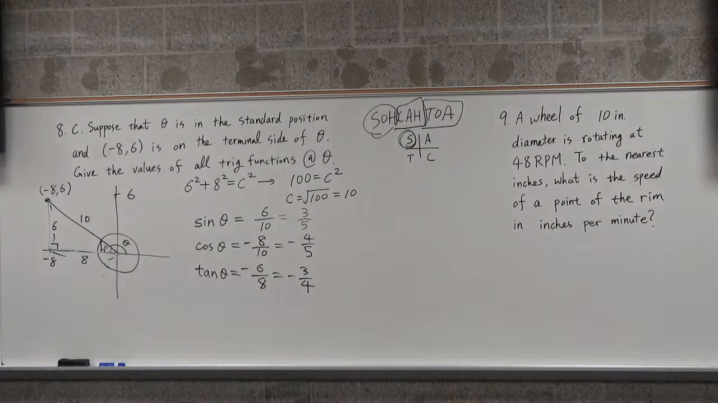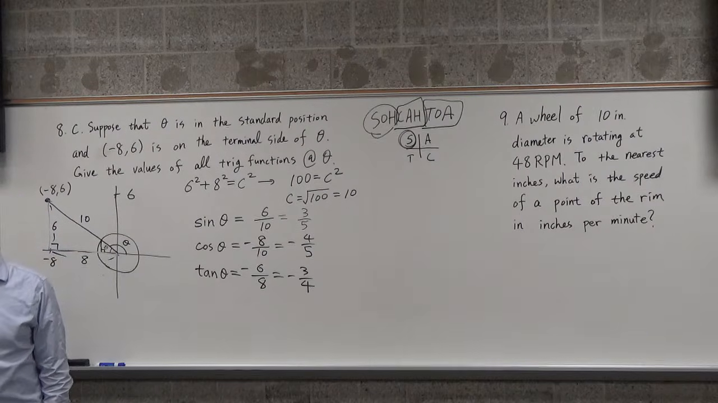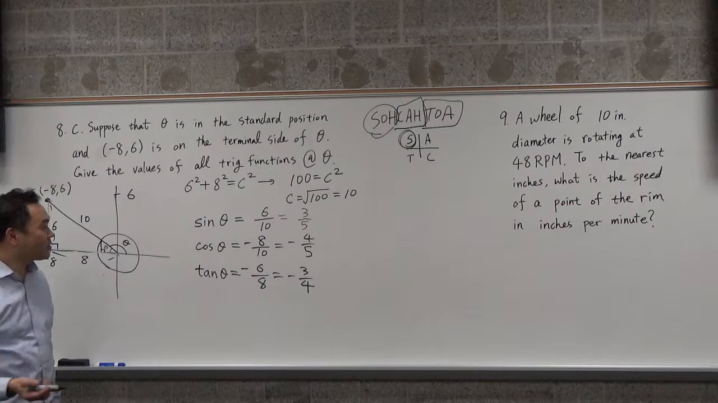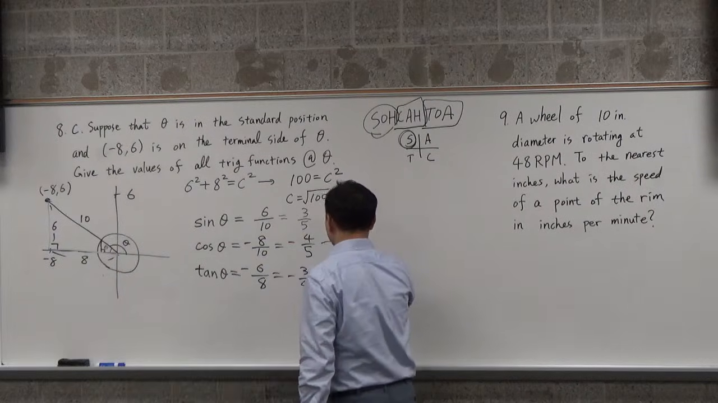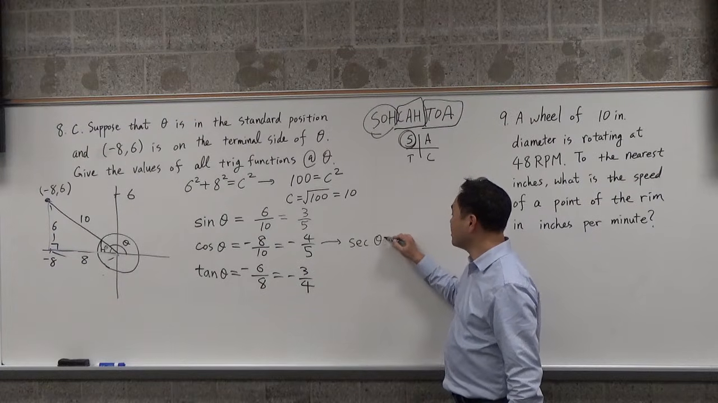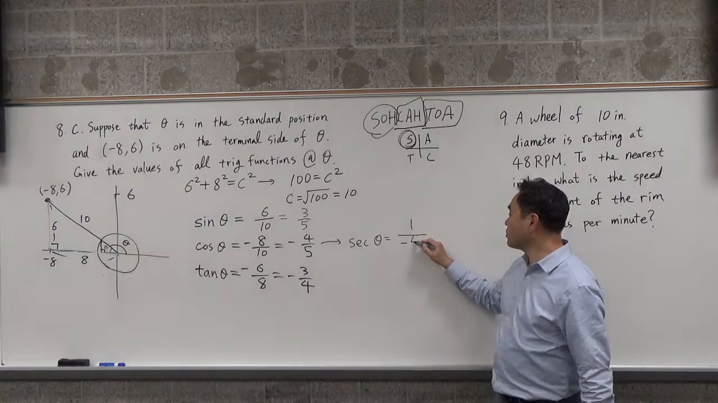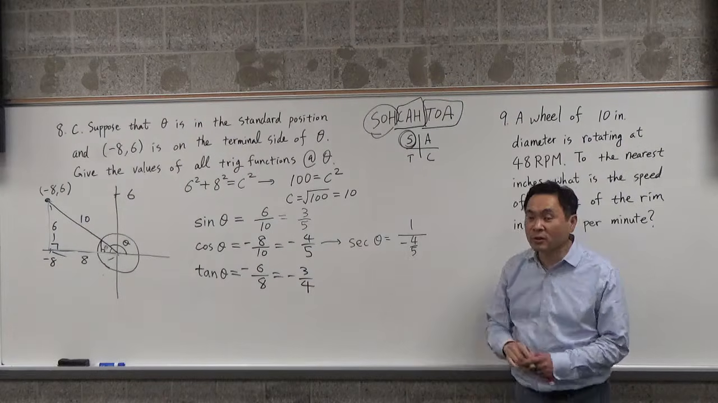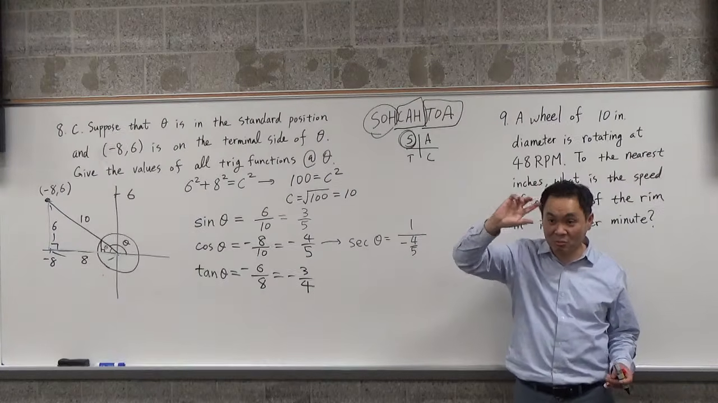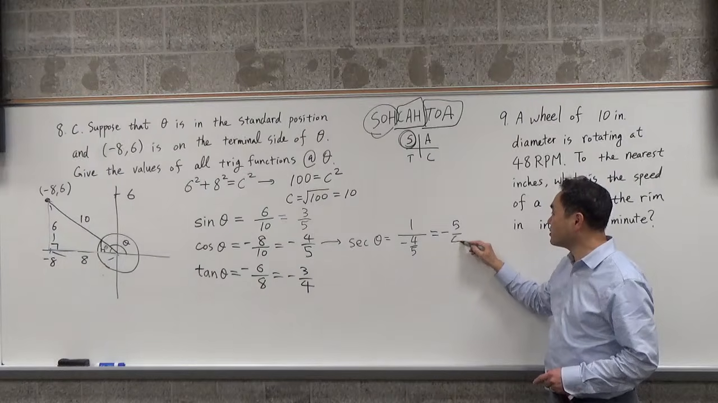Now, what other functions are there? Can you tell me? Secant. Okay, secant is 1 over cosine. So if you know the cosine, you can say secant theta is 1 over the cosine, negative 4 over 5. But whenever you have 1 over a fraction, that just means you take the reciprocal. The top and bottom just simply flips. So this is the same thing as negative 5 over 4.